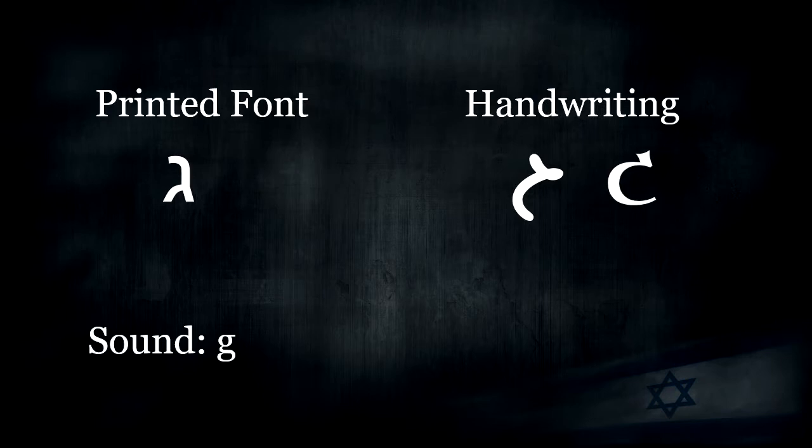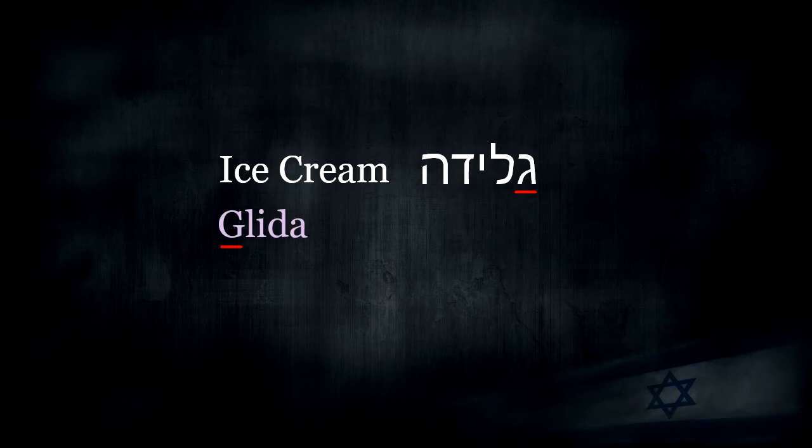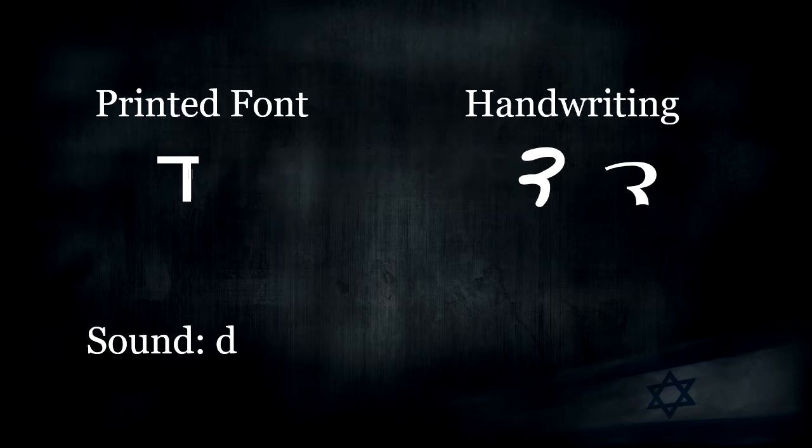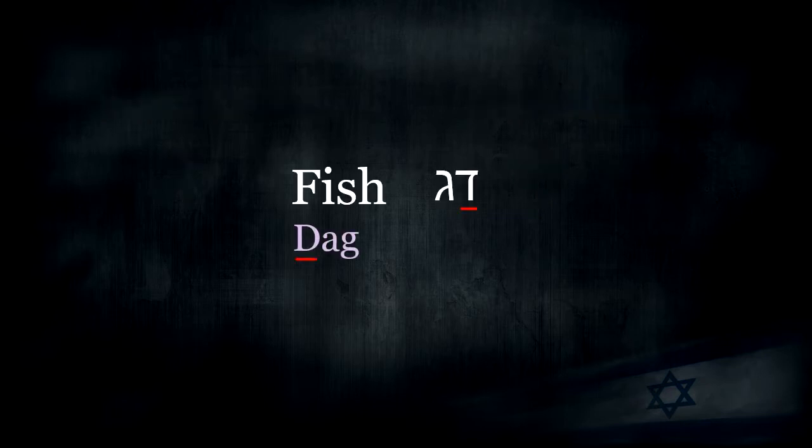Gimel. It makes the sound of Ga. For example, Glida. That means ice cream. Daled. It makes the sound of Da. For example, Dag. It means fish.